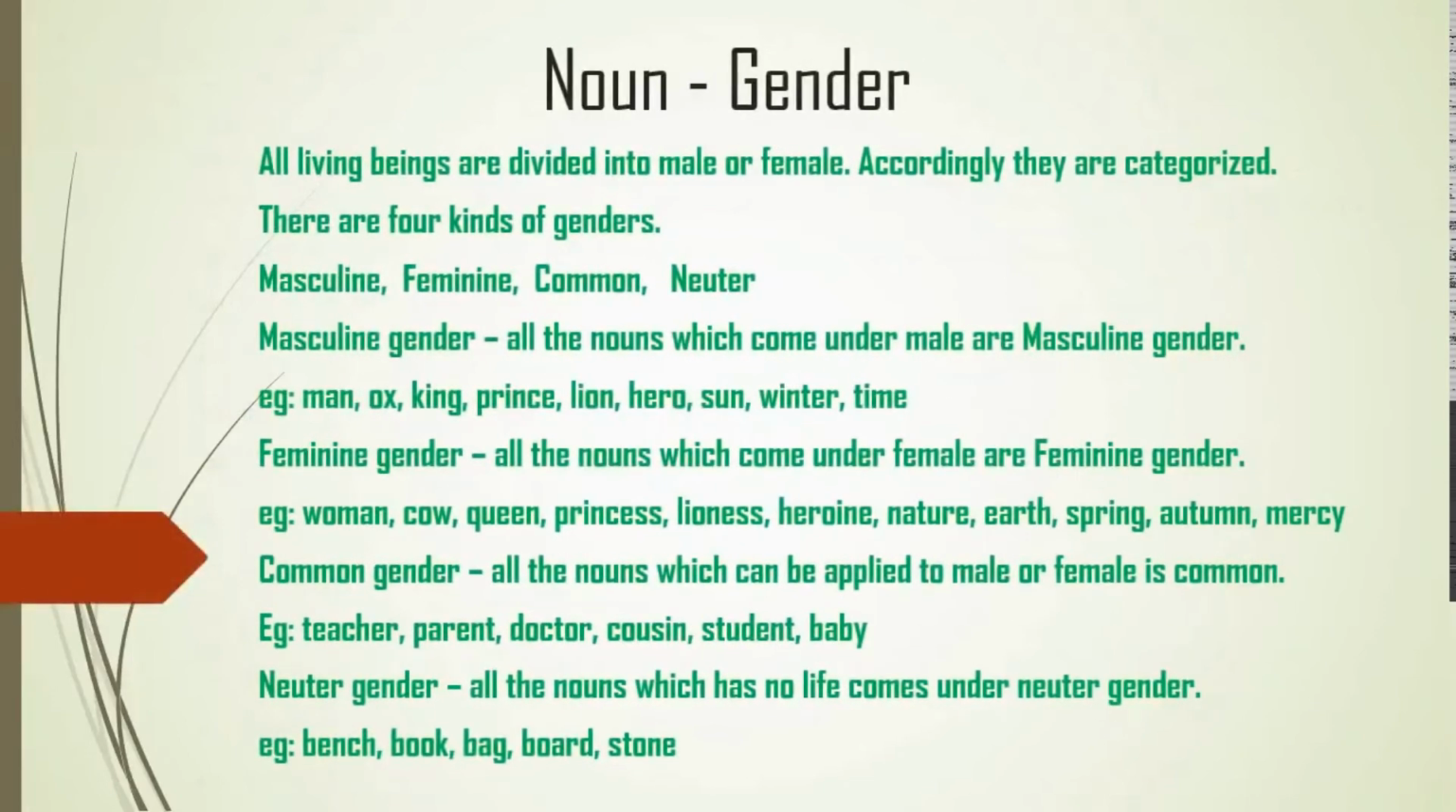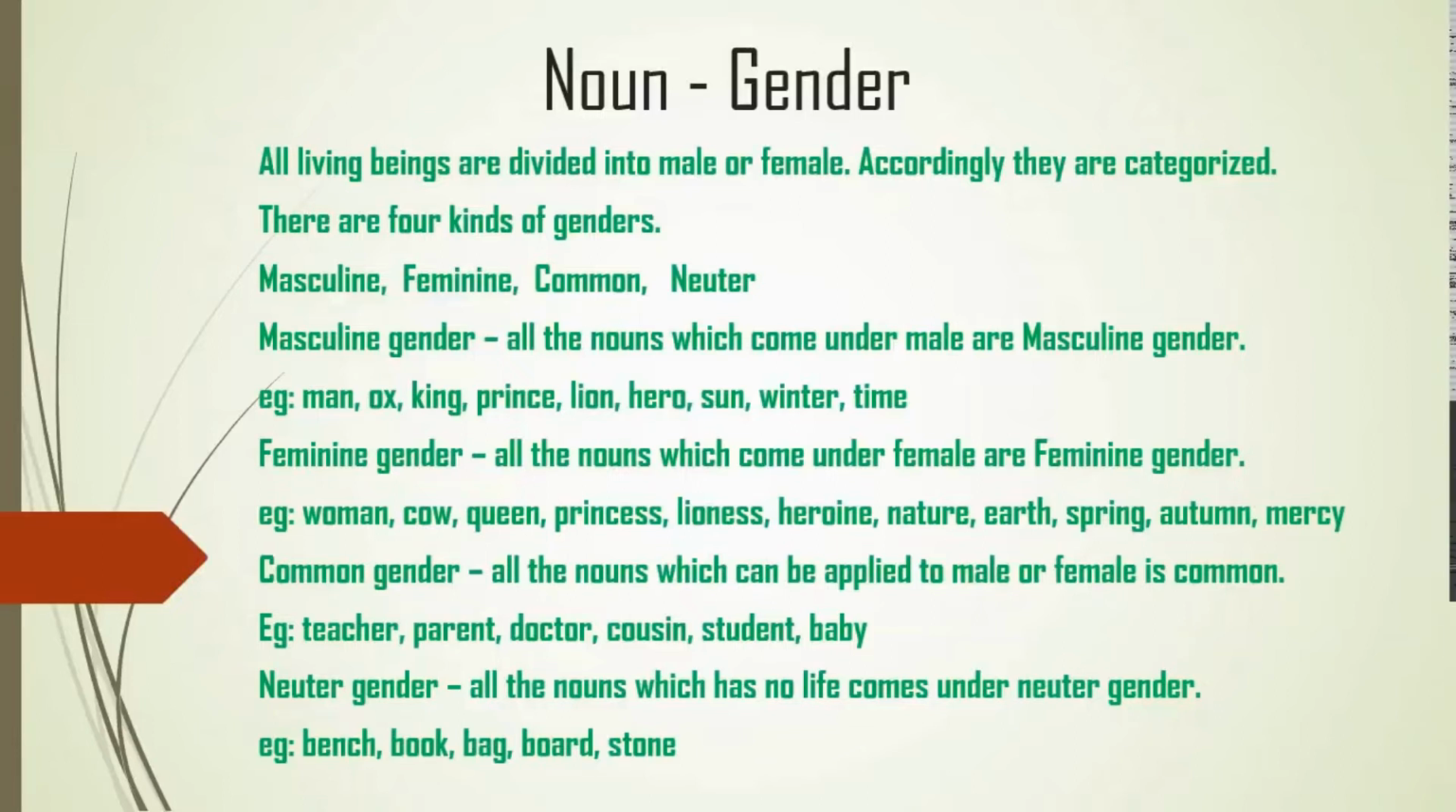Now, the next subdivision of noun is gender. There are 4 kinds of gender. Usually we divide it into male or female. There is also common gender and neuter gender. So let's have a look. Masculine gender, feminine gender, common gender, neuter gender.